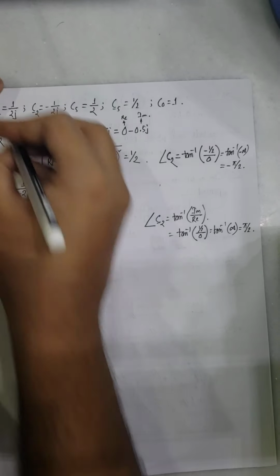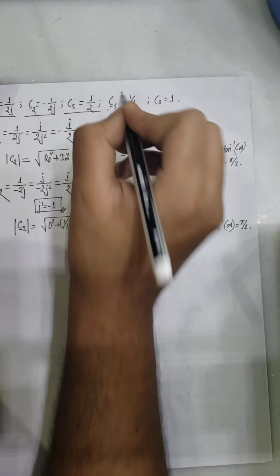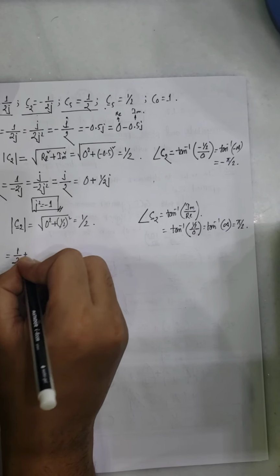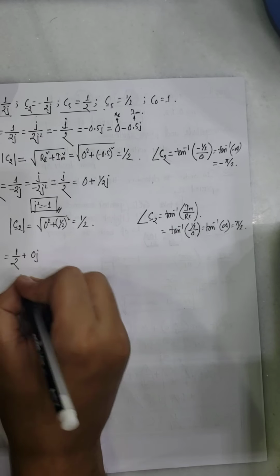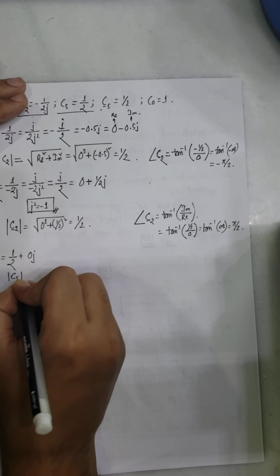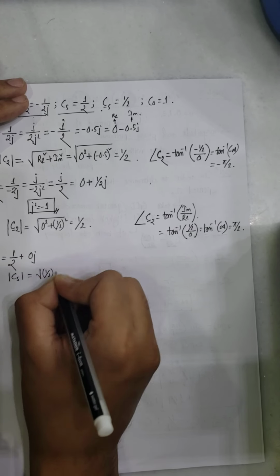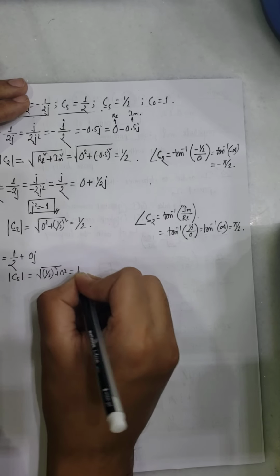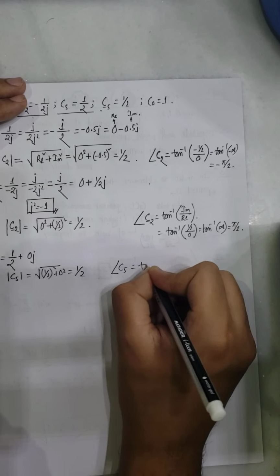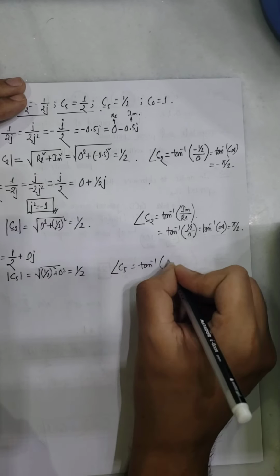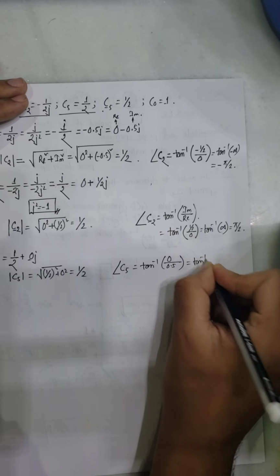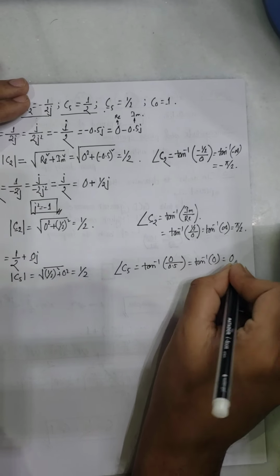Now similarly, as we have done for this value, let us go to C5, which is 1/2, and can be written as 1/2 plus 0 of j. From here we can get the magnitude of C5 to be equal to root over half squared plus 0 squared, which is equal to half, and the angle of C5 equal to tan inverse, the imaginary part being 0 and the real part being 0.5, so tan inverse 0 equals 0.